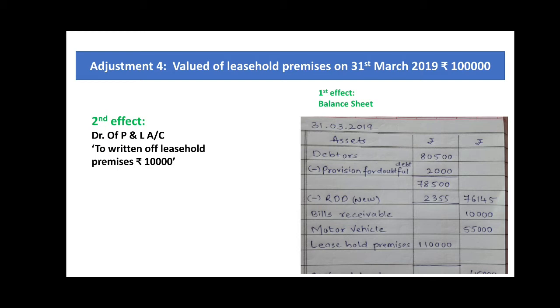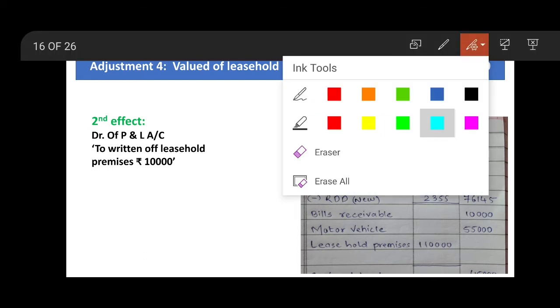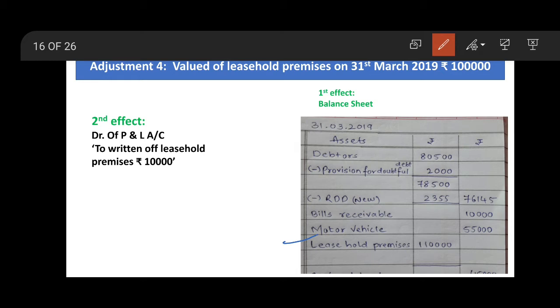Adjustment 4, value of leasehold premises on 31st March 2019 is 1 lakh. Leasehold premises was written to the asset side of balance sheet. Here the old value, or you can say the opening balance of leasehold premises was 1,10,000, and current balance it is showing as 1 lakh. Current means of this year, so this 1 lakh should come outside. If the current value is 1 lakh and the older value was 1,10,000, it means deduction in the value. In other words, it is said written off and it is deducted.